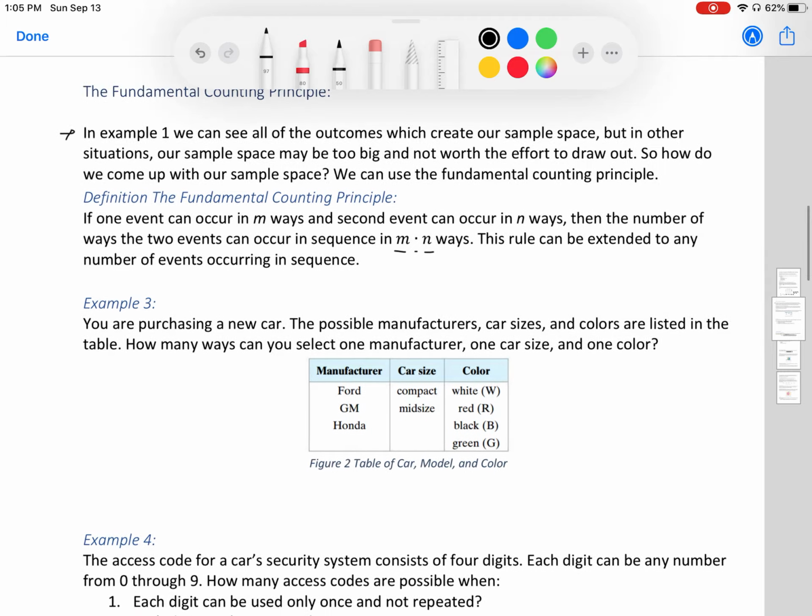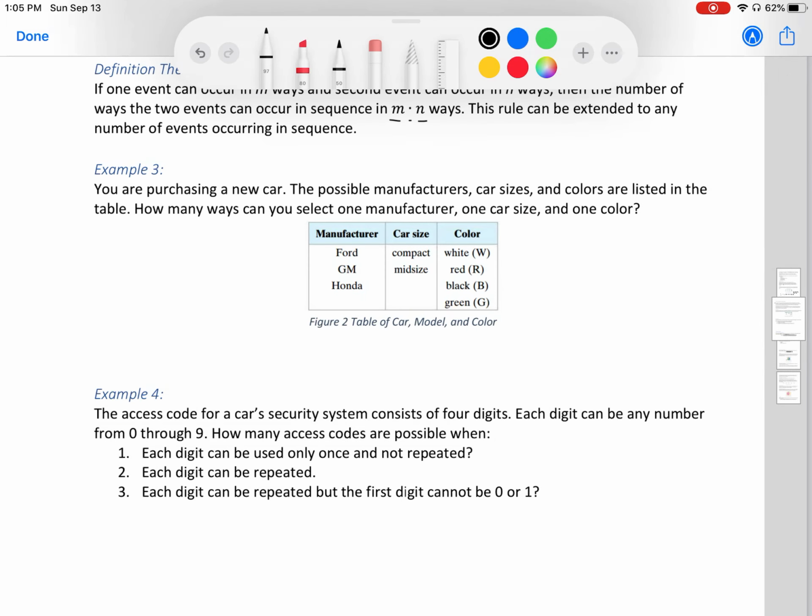Let's see an example. You are purchasing a new car. The possible manufacturers, car sizes, and colors are listed in the table. How many ways can you select one manufacturer, one car size, and one color? So what are all the ways? We can list all this out.